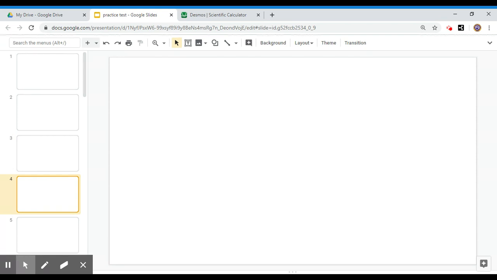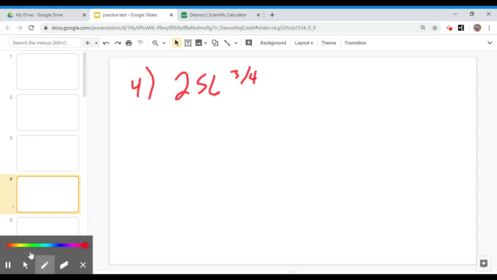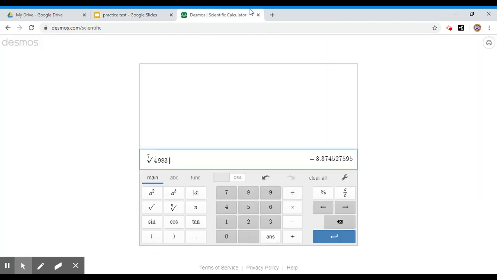So number 4, we want to evaluate this using a calculator as well. So this is 256 to the 3/4 power. On your calculator, you just do exactly what it says. So 256 raised to the 3 divided by 4 power, and that is 64.